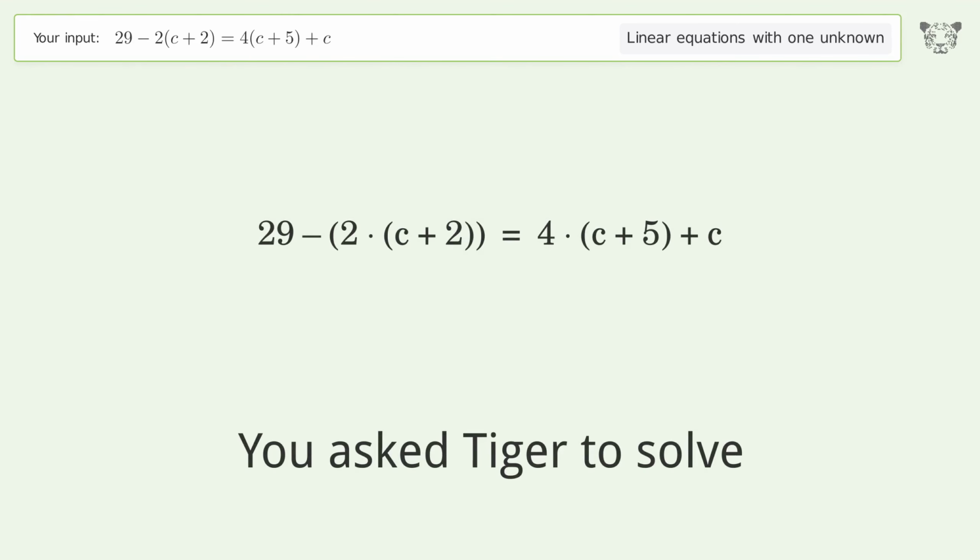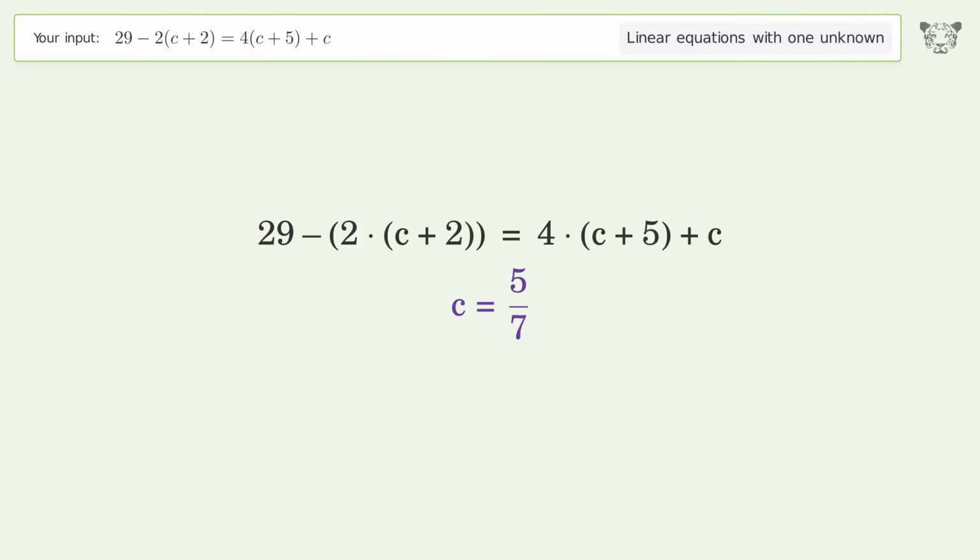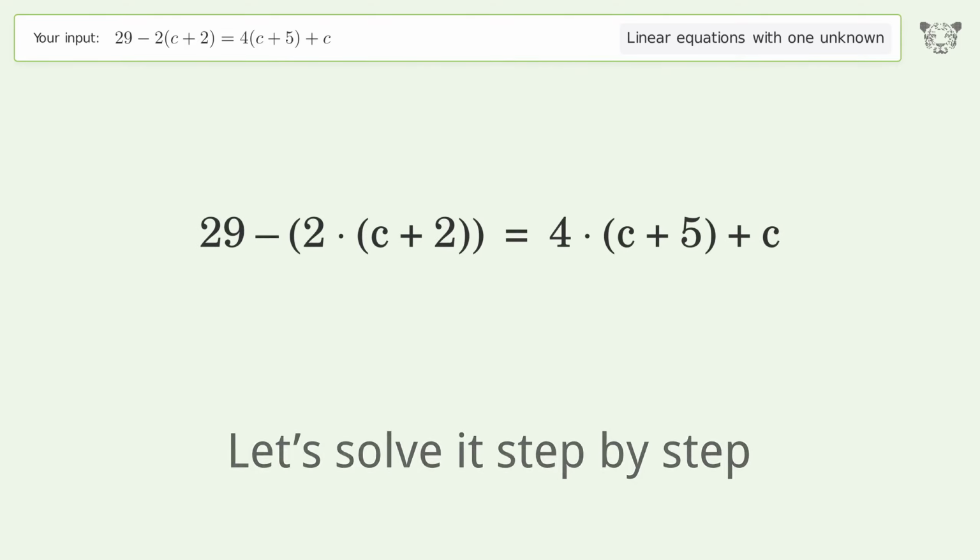You ask Tiger to solve. This deals with linear equations with one unknown. The final result is c equals 5/7. Let's solve it step by step.